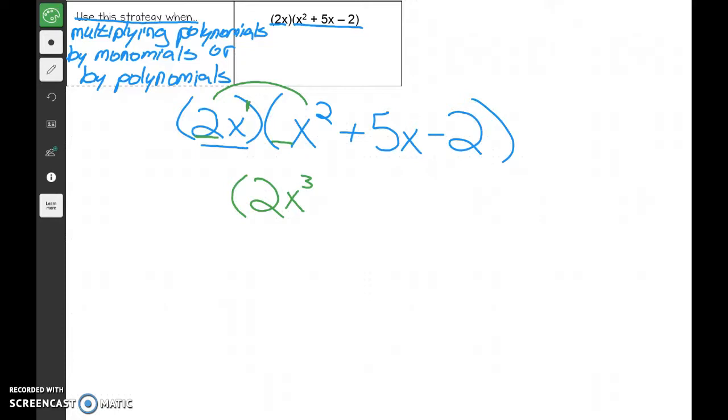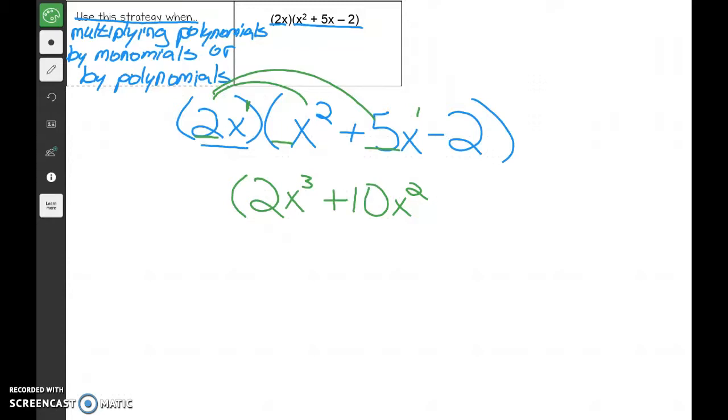All right. Once we do that, we are then going to distribute it to the next part. So next we're going to multiply 2x times 5x. What is 2 times 5? 10, and that's positive 10, so we're going to write plus 10. And then we also want to add x to the first power and x to the first power. So what's 1 plus 1? 2. That's going to give us x squared.